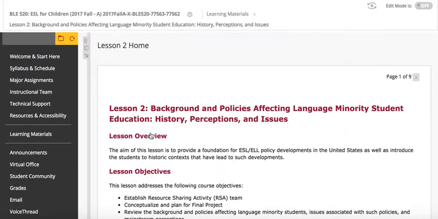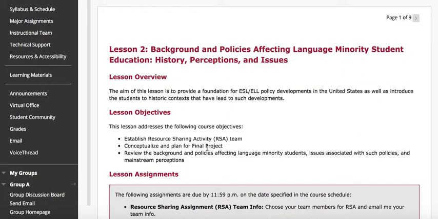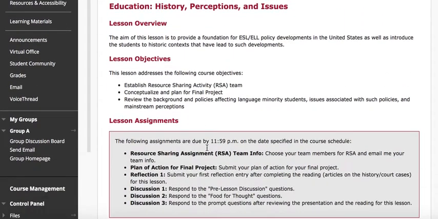on Lesson 2. And so the first thing that you're always going to see when you open up our lessons is an overview. And you'll notice that in this lesson we're going to be focusing on the historical context for education and language policies affecting ELLs.